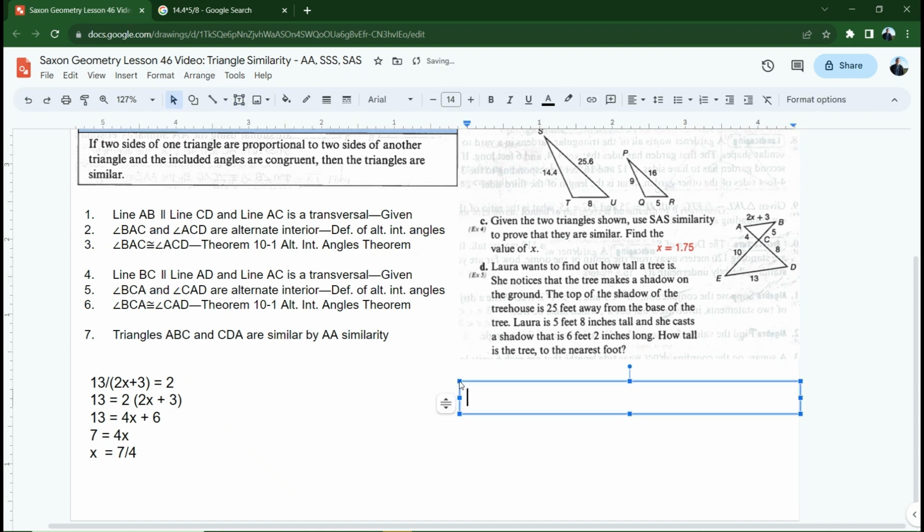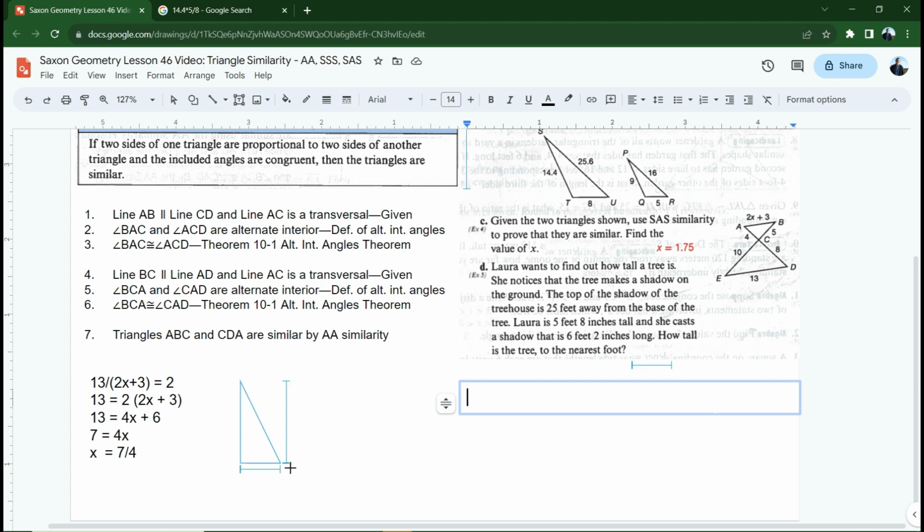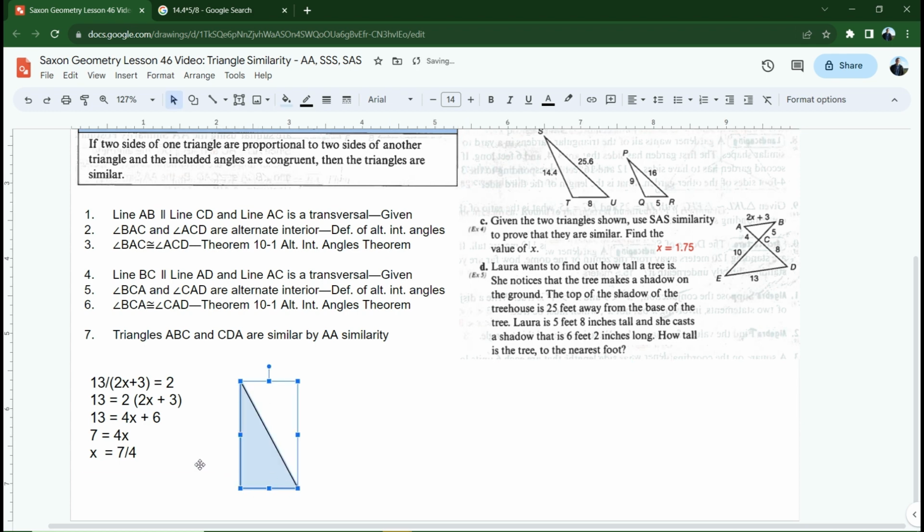We have two triangles. The shadow that Laura makes and the shadow that the treehouse makes. Let's start by drawing those two shadows or those two situations, okay? So the tree is here. This is the height of the tree. This is its shadow along the ground. And then Laura is going to have a similar thing going on.